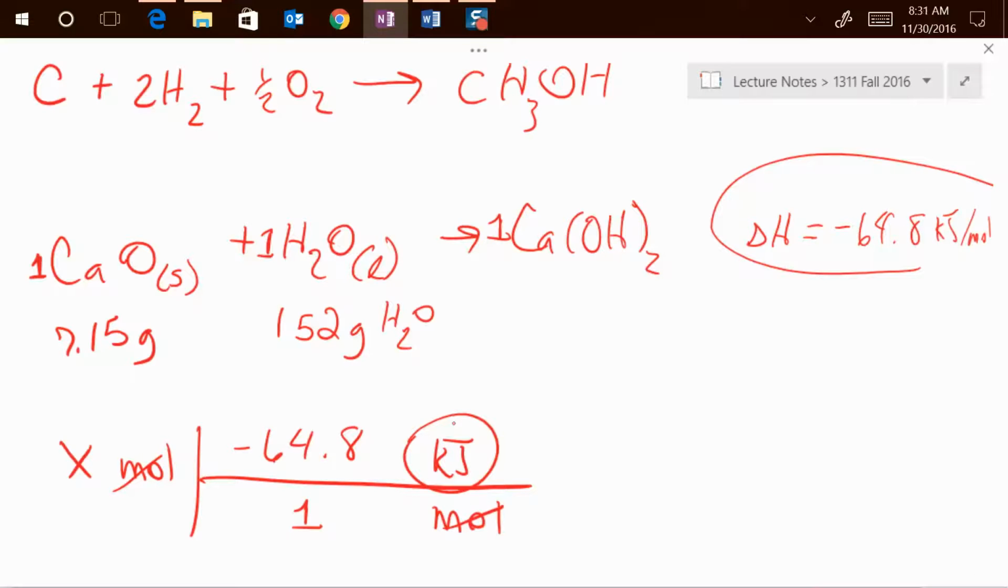So once I figure out which one's limiting, and how many moles are participating in the reaction, if it was 1 mole, I would produce this, 64.8. If it's 0.5 moles, then it would be half of this, right? If it was 2 moles, it would be double that. So that's what you're trying to find. How many moles are participating in the reaction? And you have to figure out which one's limiting to be able to do that. Okay?